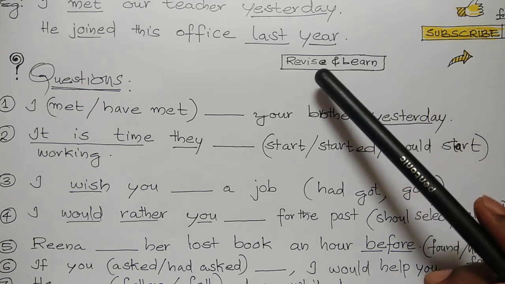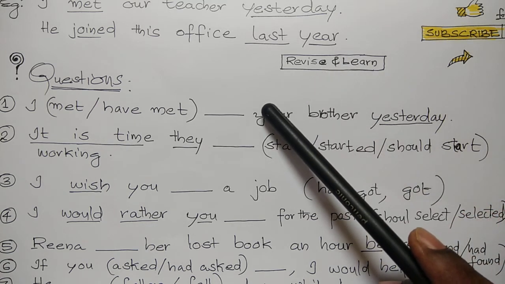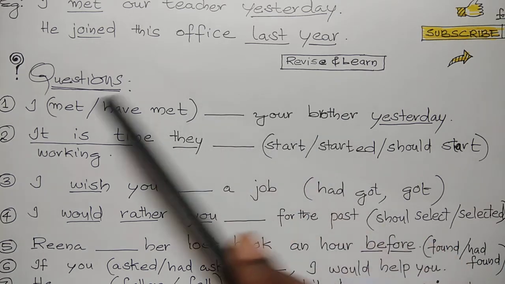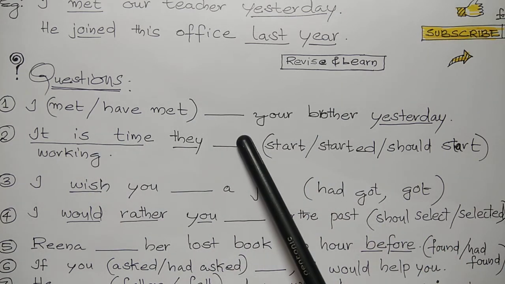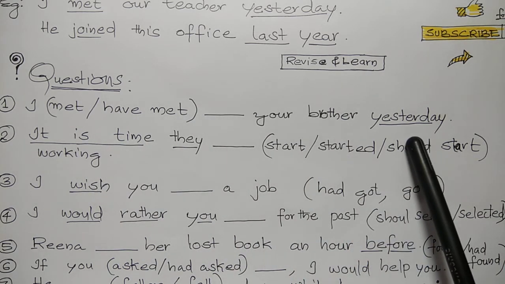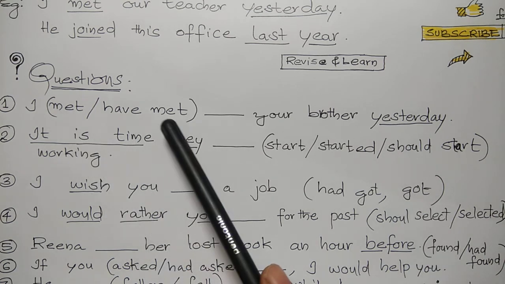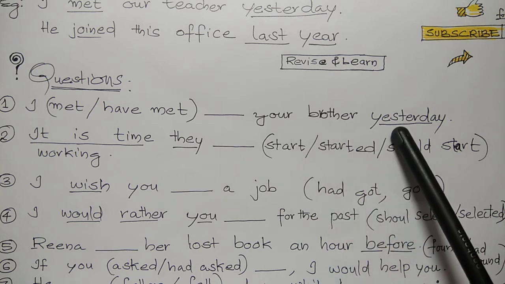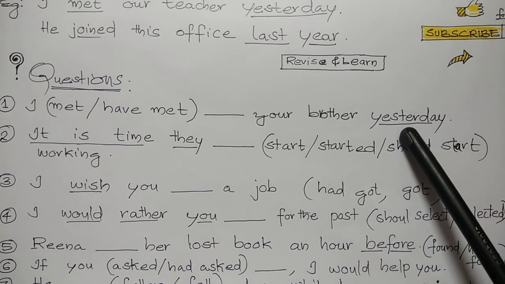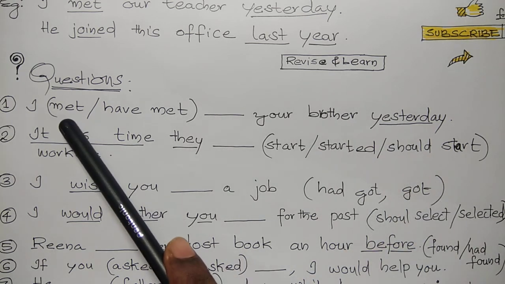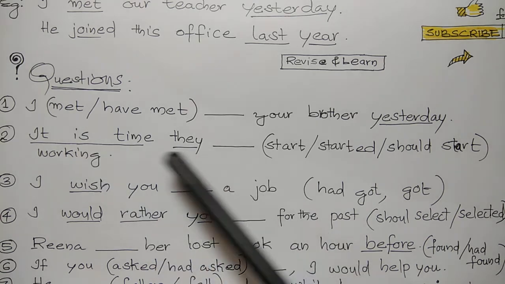Now there are some model questions. Let's discuss. First one, I dash your brother yesterday. Options met or have met. So obviously yesterday is a point of time in the past. So we have to use met. That is V2 form of meet.